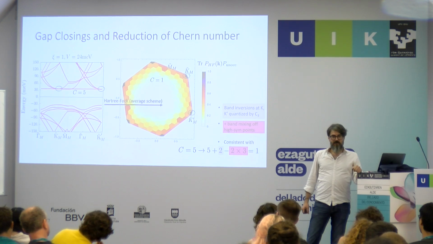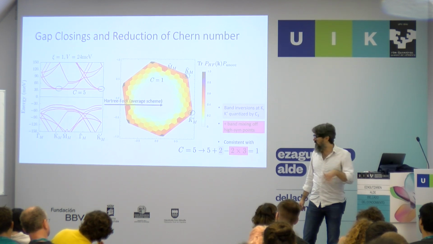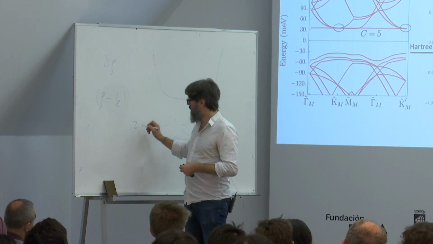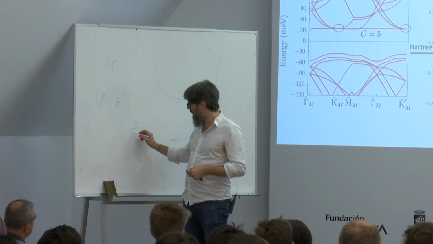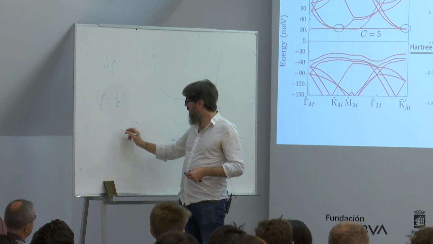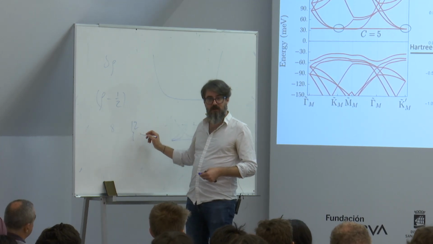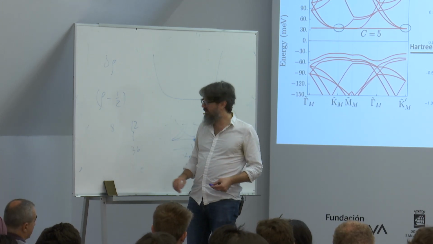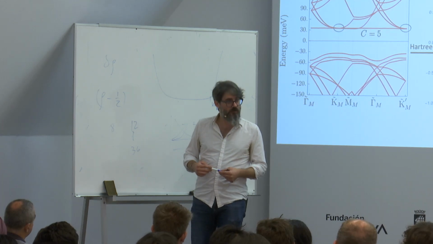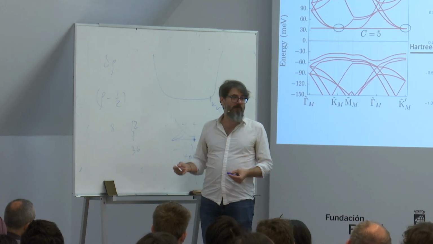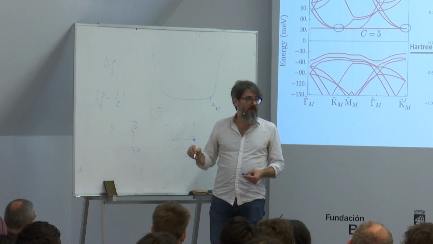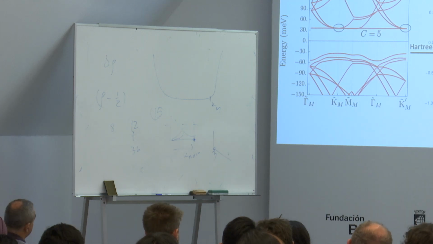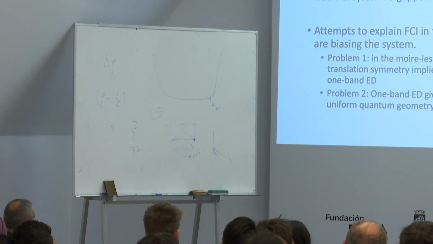You can do 12 sites with 3 bands at filling 2/3. 12 sites times 3 bands gives a Hilbert space of 36, and filling 2/3 is 8 particles. So 36 choose 8, that's doable. But this is the last number you can do. If you want to do 15 sites, that's not doable anymore. So you can do 12 sites, and if you do 12 sites, let me see if I have it.